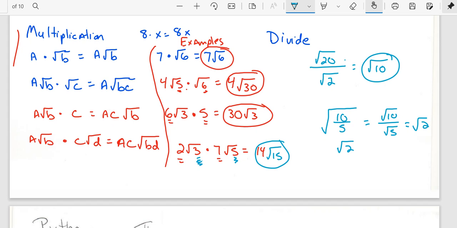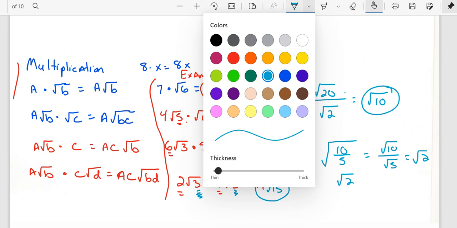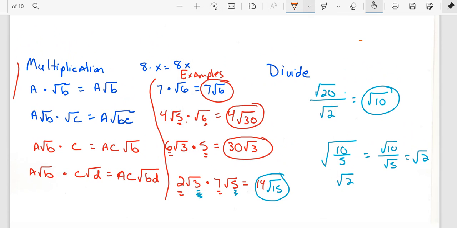So let's say we had something like, let's stick one over here. Let's say we had something like 8 square root of 12 over the square root of 6. Now in this situation, you can't divide the 8 and the root 6 because one is under the radical and one is outside the radical, similar to the multiplication. But what we can do is divide the root 12 and the root 6. So we would end up with 8 root 2 for this answer.